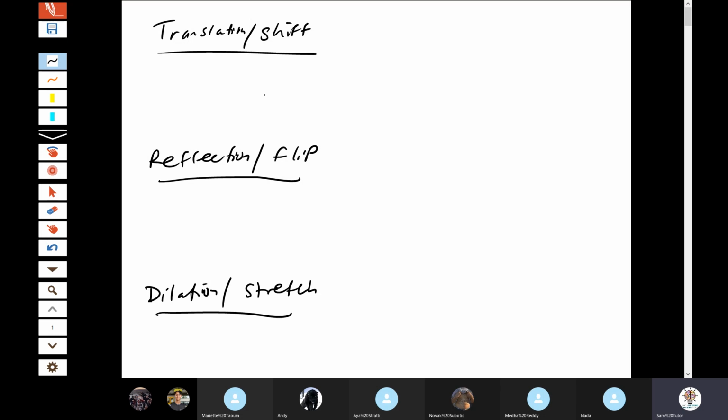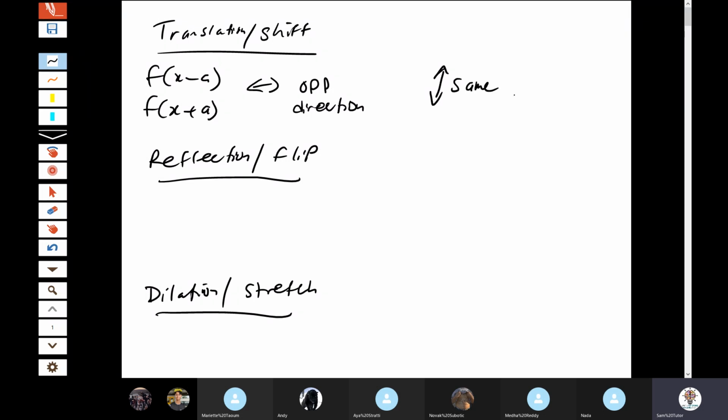Okay, so we said a translation, if it's attached to the x, we go left and right in the opposite direction. That's the same for absolutely any function in the world. That's why it's f of, f means any function. It's not specific. Up and down, same direction, if it was not attached to your x. All good?